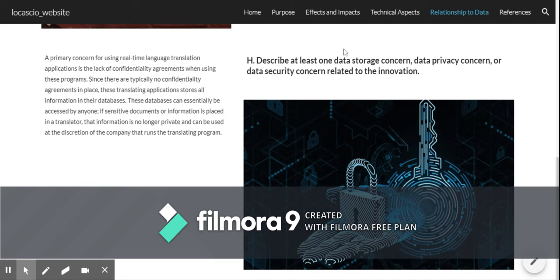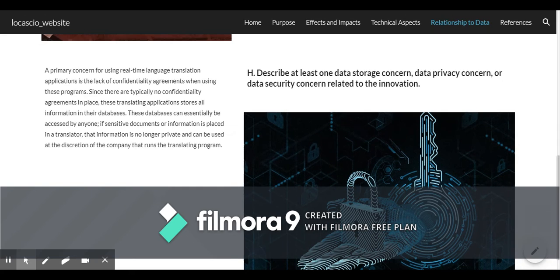Letter H asks me to describe at least one data storage concern, data privacy concern, or data security concern related to my innovation. The biggest concern with real-time language translation applications has to do with the information that is being translated, which can be stored on the application's database, and then it can be accessed by others since there's no confidentiality agreement in place.